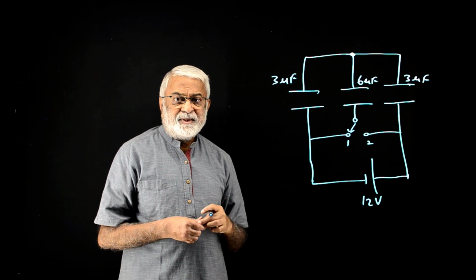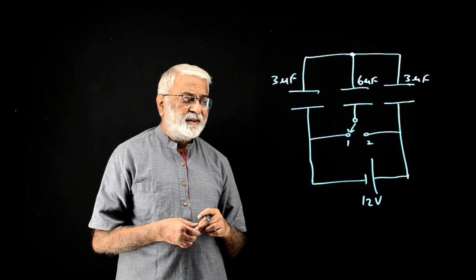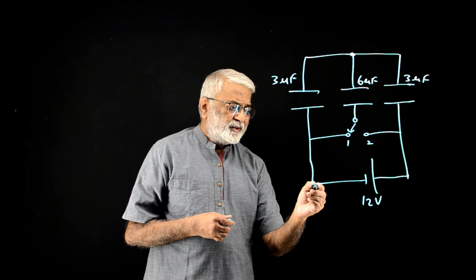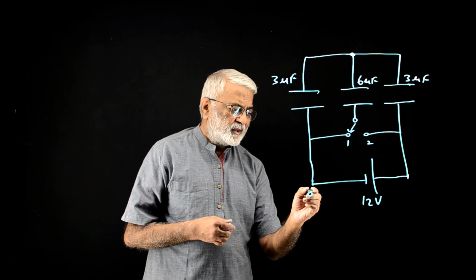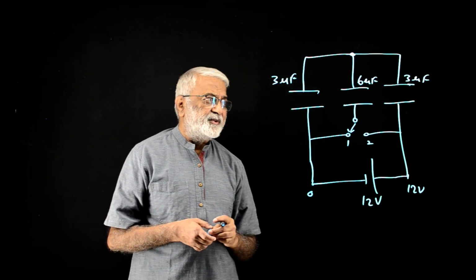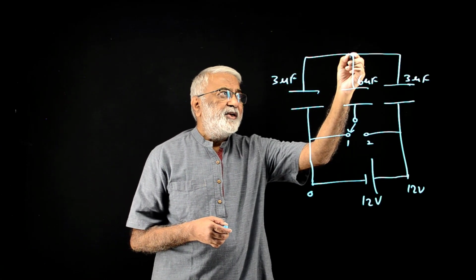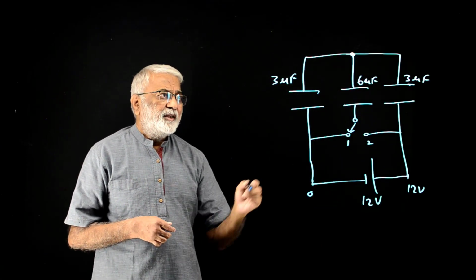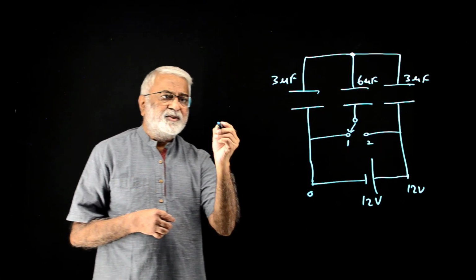For that we determine the initial state, and what is the initial state? This could be chosen as 0 volt, and this is 12 volt, right? This cell maintains that potential difference. And what is the potential here? And you can see that this is how it works out, right?